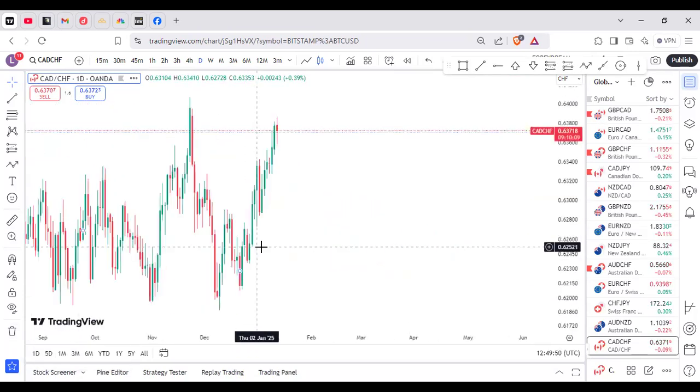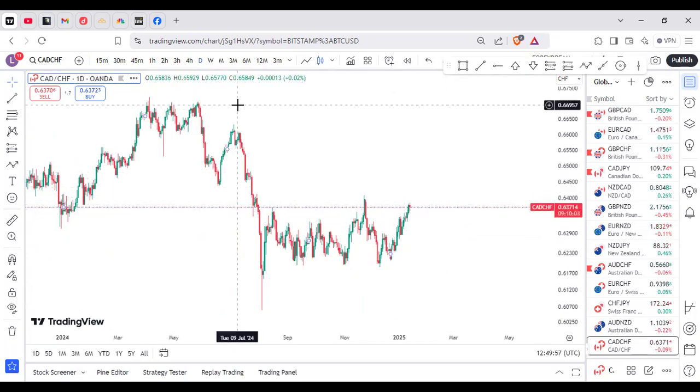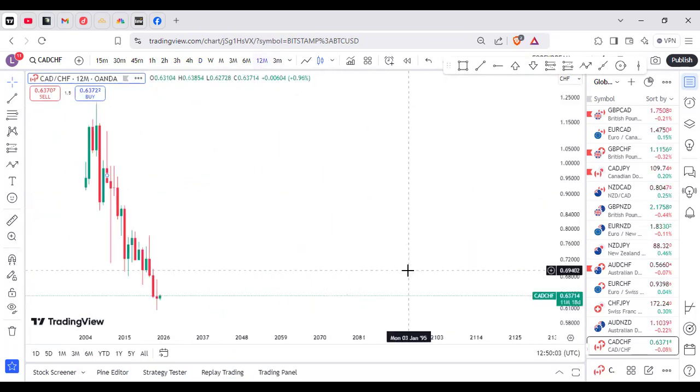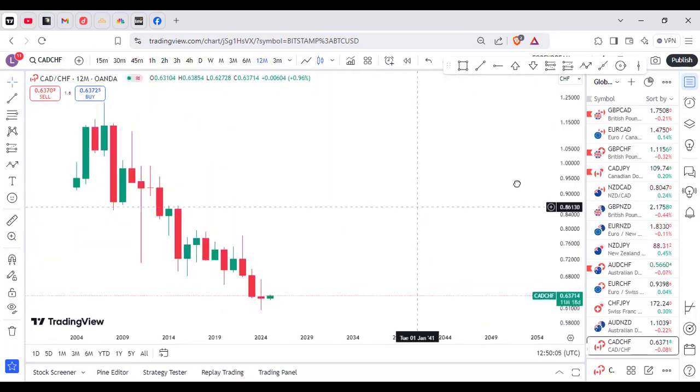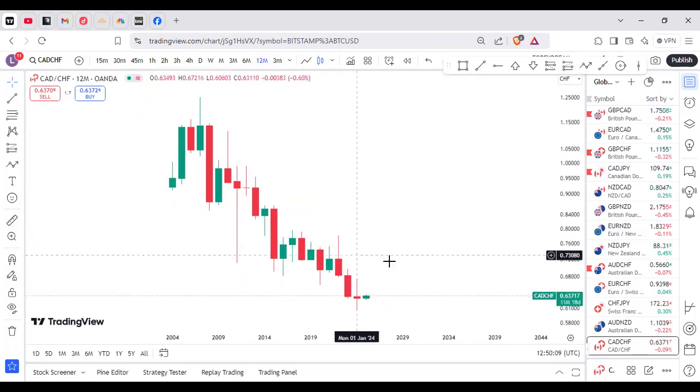Everything again. I won't go deeper to a higher time frame now. I'll just start here. But if you want, let me just go to a higher time frame. You see a beautiful uptrend. This is Canadian dollar versus Swiss francs. Now, look at this from this time frame.